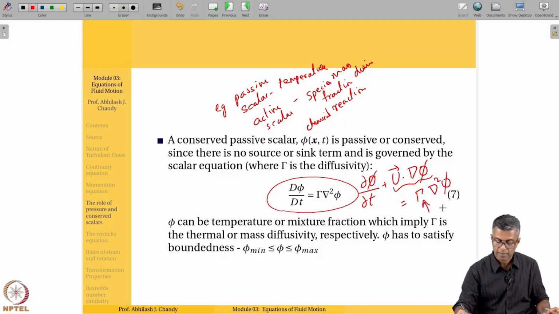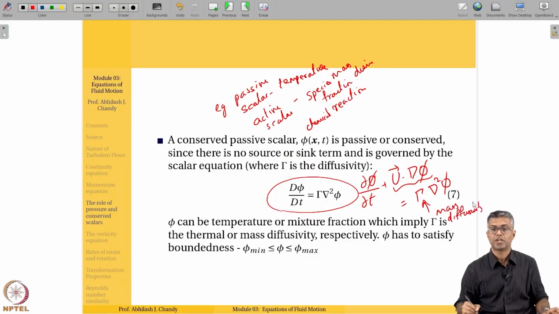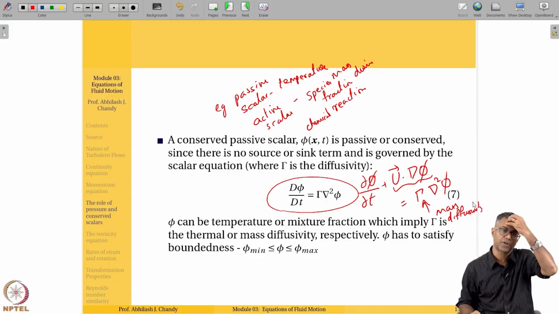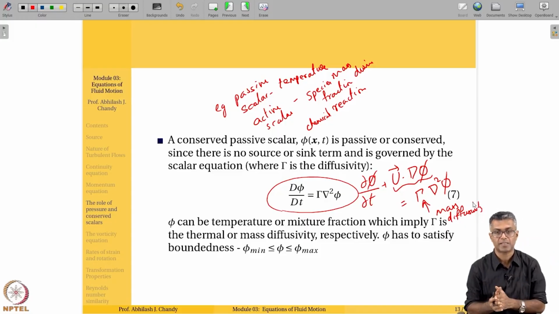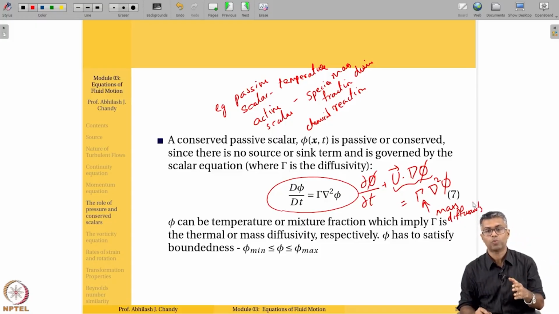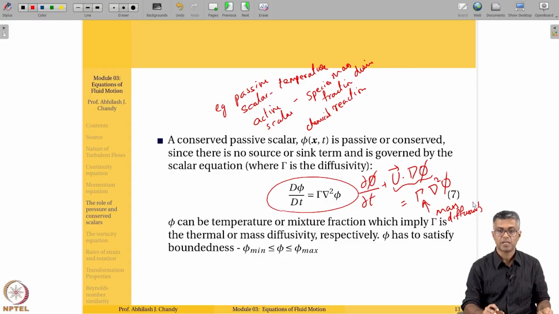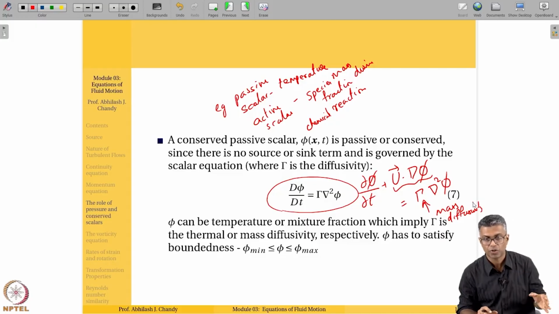Gamma here is the mass diffusivity. If this was a temperature equation, it's like the heat transfer equation we had taken as an example earlier. In that case, gamma would be a thermal diffusivity. In this particular case, it is a mass diffusivity. So here what we have is d phi dt is equal to gamma del squared phi. Now, you have the advection on the left hand side and then diffusion on the right hand side.